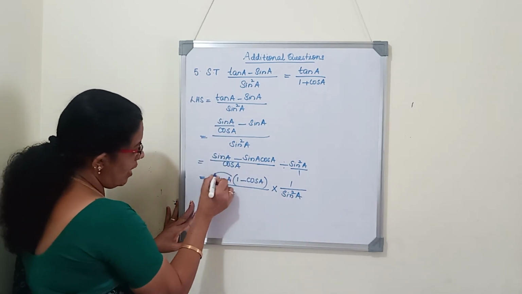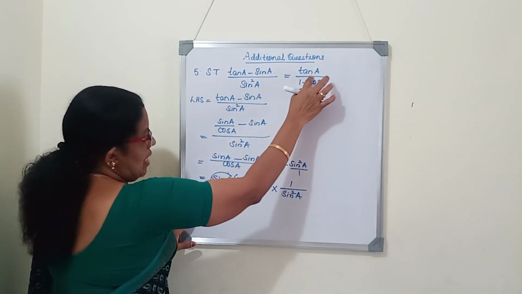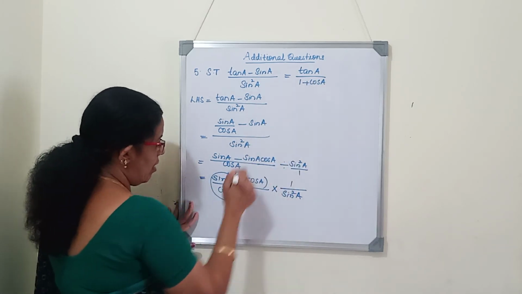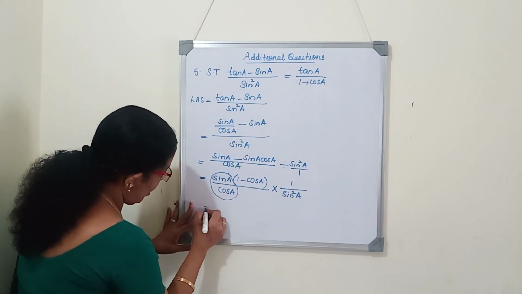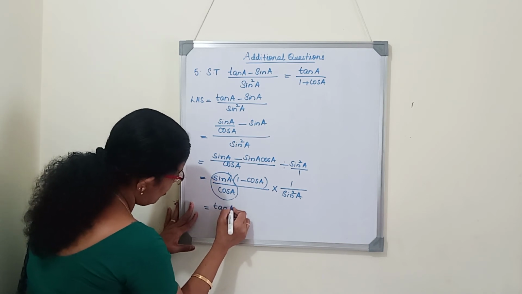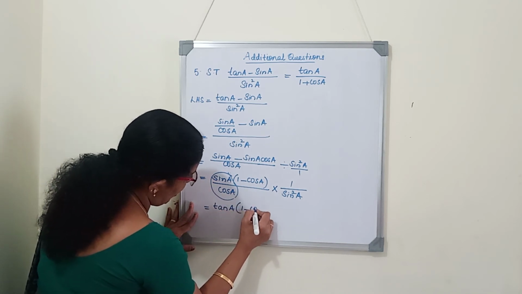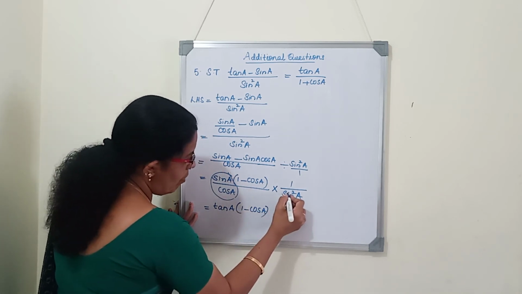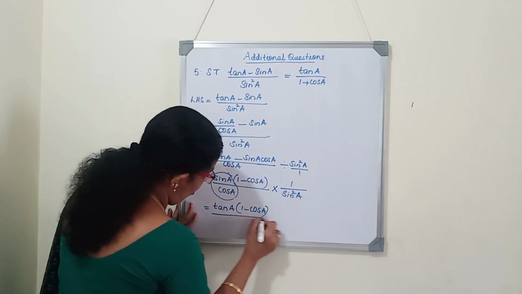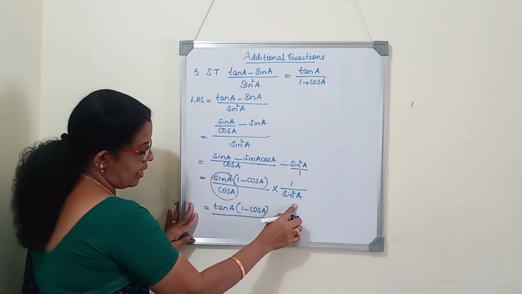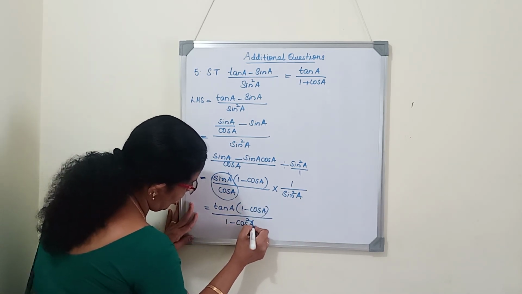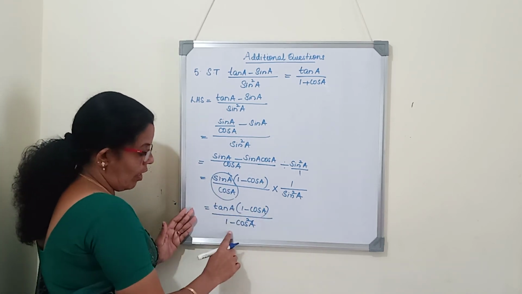Now sin A by cos A, it is tan A. We got the numerator but the denominator we have to get. So this sin A by cos A, I will write tan A, into 1 minus cos A, I will write as it is, into 1 by the denominator. Instead of sin square A, I will write 1 minus cos square A from the first identity. Why have we written 1 minus cos square A?